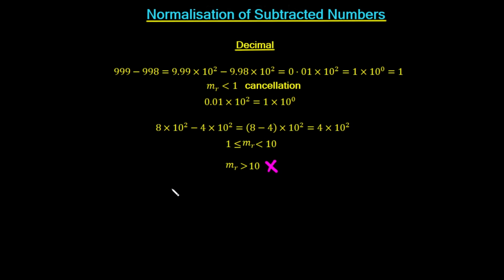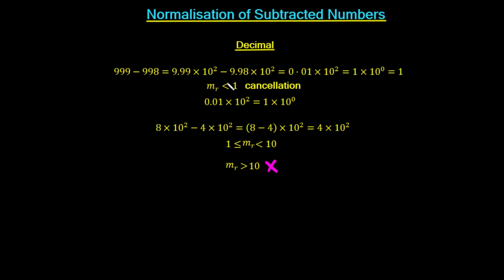Now, we mentioned in the last video that we may have to go through a different form of normalisation whenever we do subtraction. So let's look at an example here of subtraction, and we'll start off using the decimal values in order to give us some intuition. Now we're going to look at it in terms of what happens to the value of the mantissa whenever we do the subtraction.